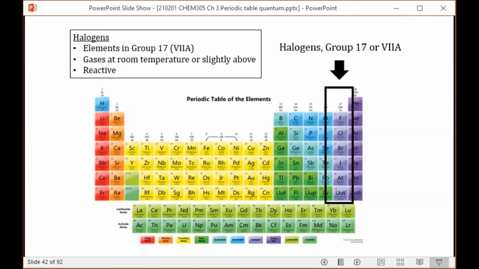Skipping across the table all the way to group 17 or 7A, these are called the halogens. They tend to be gases at room temperature or slightly above, and they're highly reactive.